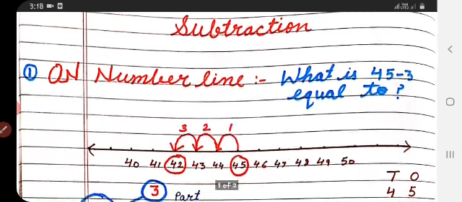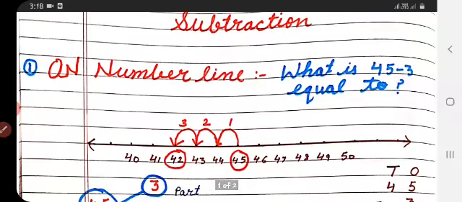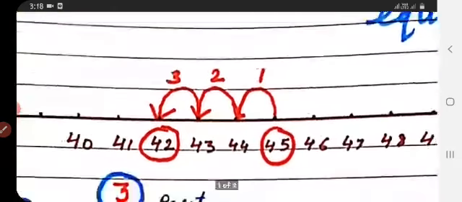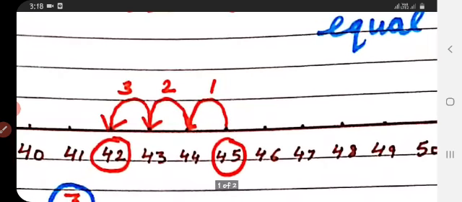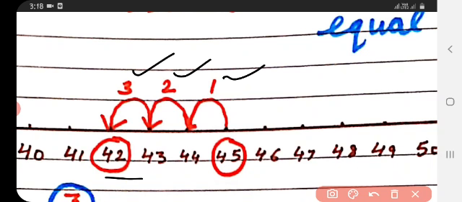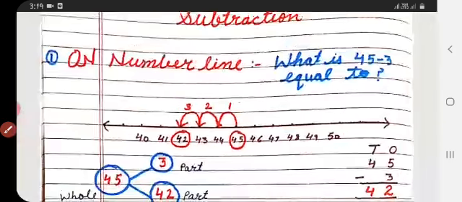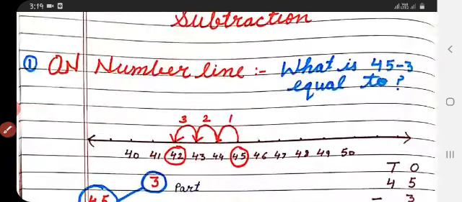So 45 minus 3 means what we will do, beta? Here we are on 45, so we will come backward, because in subtraction we cut, that means we come backward. We will cut 3, so how many steps do we come back? 3: 1, 2, 3. So where do we come? 45 minus 3, we are on 42. So here we have the answer.